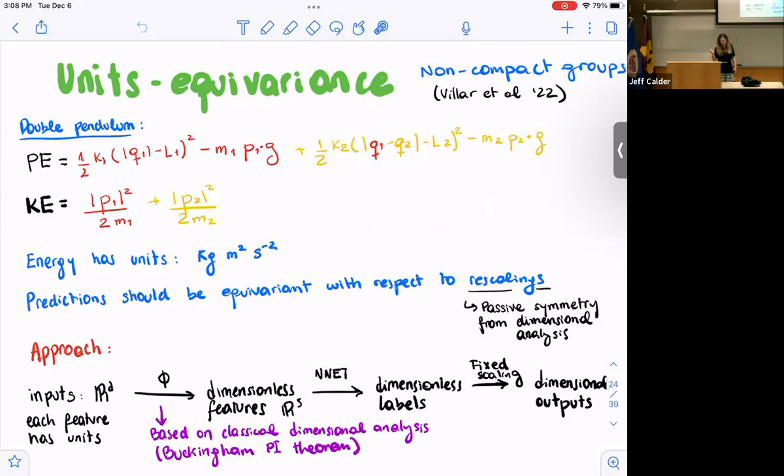And so the question is, how can we parameterize the class of functions that satisfy these symmetries? And the answer is in classical dimensional analysis. The idea is that you can take your input features, and then you can compute some dimensionless features, where you construct features that divide things and multiply things so that all the units cancel out. Then you can construct a basis of these dimensionless features, and then you can learn the function from the dimensionless features, and then with a fixed scaling, you get the output. That is one way you can implement this units equivariance.